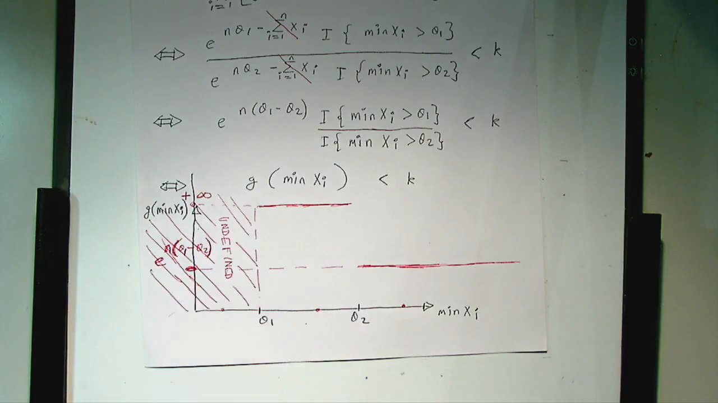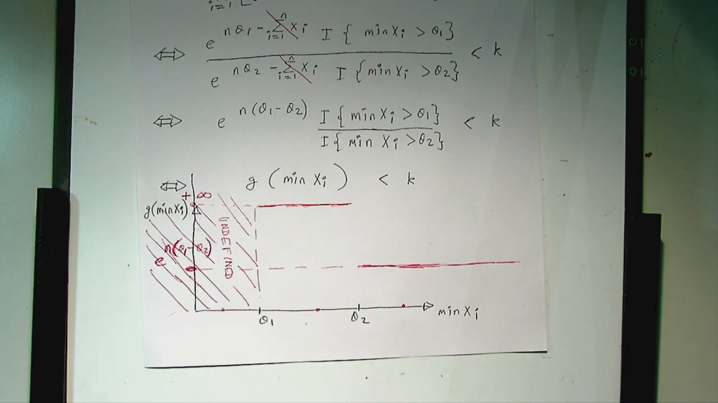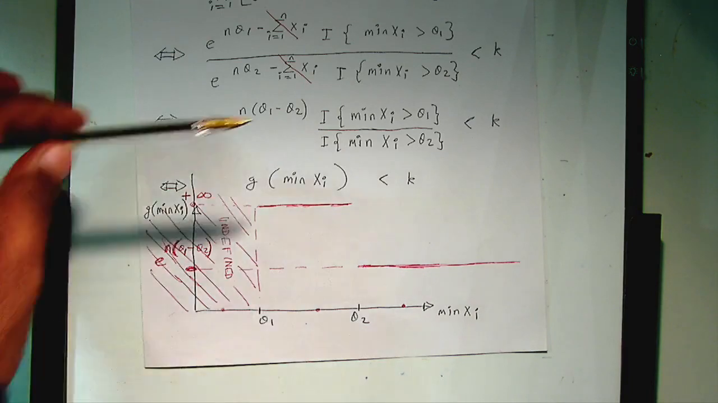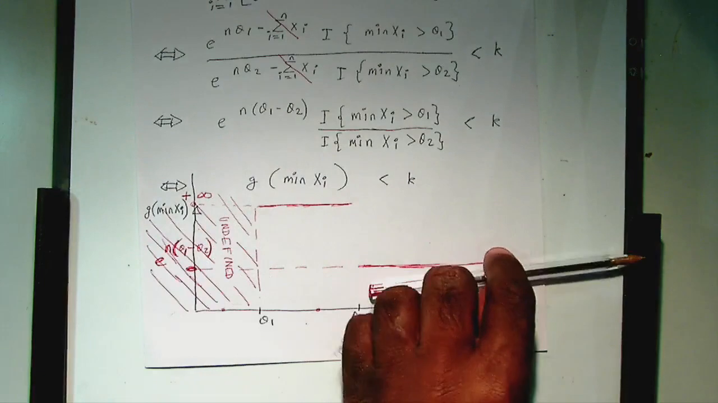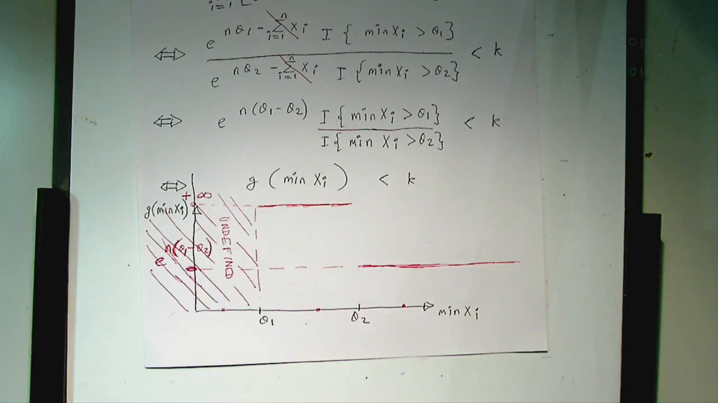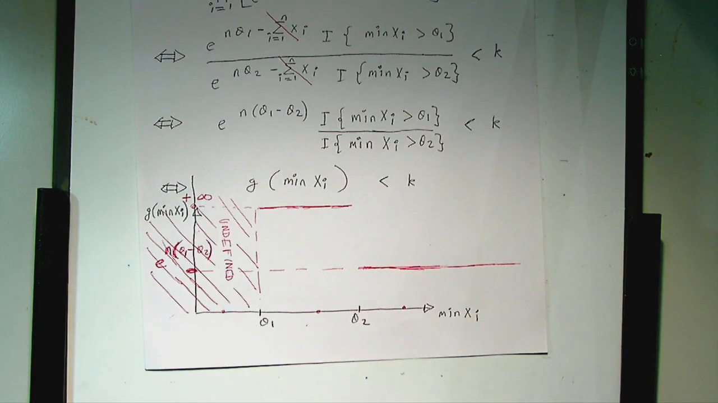I don't know whether you can see this. So the value over here is E of n brackets theta 1 minus theta 2, close bracket. The function g is a step function, plus infinity over here and a finite value over here. So it's a stepwise decreasing function. Can you see that? Because it is plus infinity between these 2 points, and thereafter it takes a finite value.